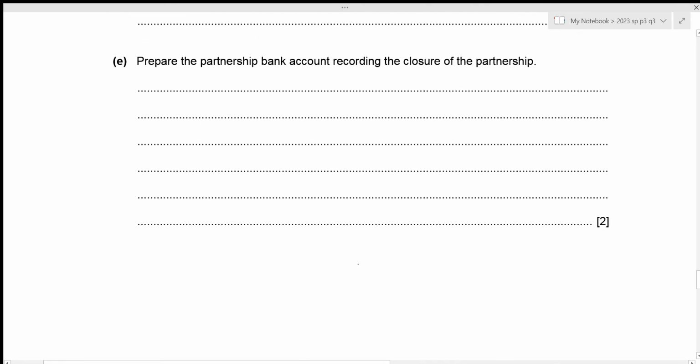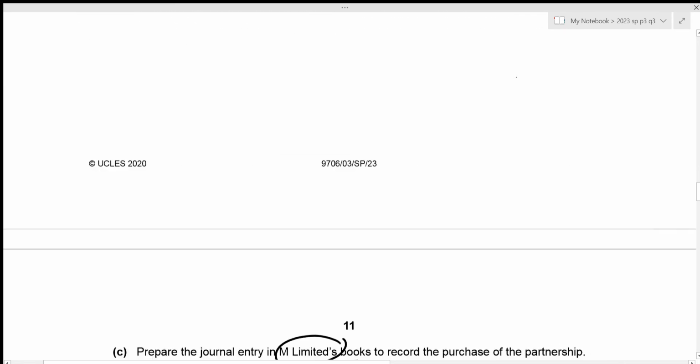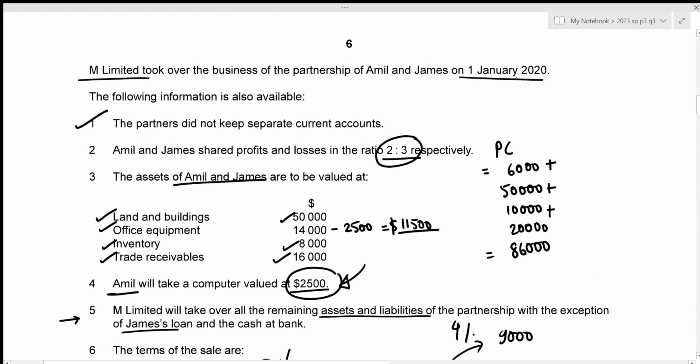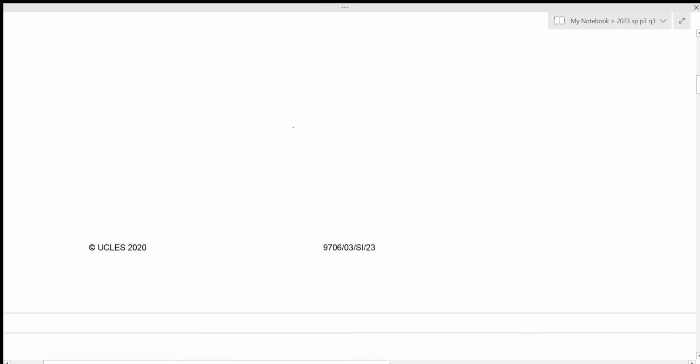We need to prepare the partnership bank account recording the closure of the partnership. Okay, let's prepare our bank account. This is going to have the debit side and the credit side. So the debit side will record all of the inflows, whereas the credit side will record all of the outflows. Now let's have a look at our opening balance, which is given in the statement of financial position. Cash at bank is given to be 6,000. So this will be our opening balance, which will be recorded on the debit side in our bank account.